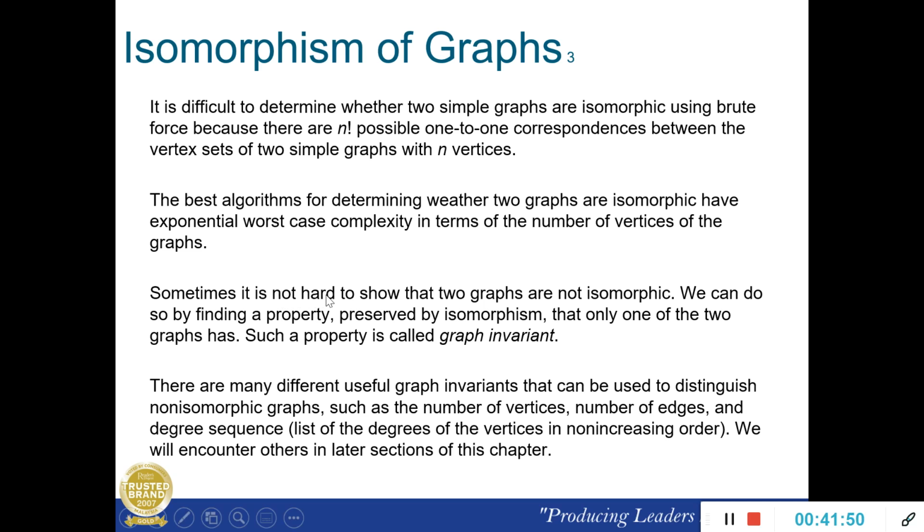Exponential worst case. Sometimes it's not hard to show that two graphs are not isomorphic. We can do so by finding a property preserved by isomorphism that only one of the two graphs has. Such a property is called a graph invariant. If you see two graphs that are not similar in an invariant, you can say that the graphs are not isomorphic. We will see this in a later example. There are many different useful graph invariants that can be used to distinguish non-isomorphic graphs, such as the number of vertices, the number of edges, and the degree sequence. We will encounter others in later sessions of this chapter.